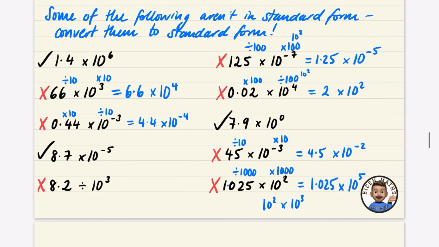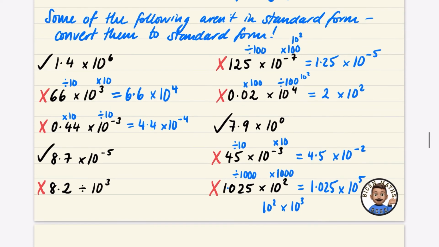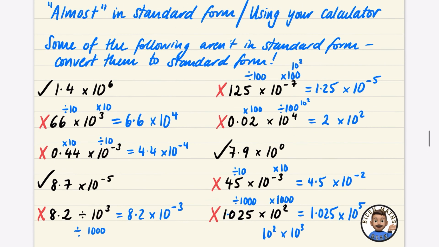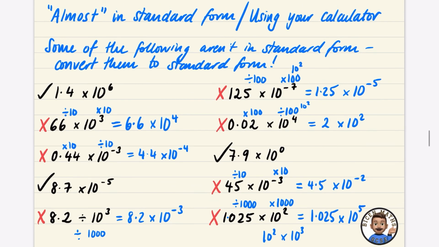So this one that we've got here, 8.2 divided by 10 cubed, well, it needs to have a multiply symbol. So I'm happy with the 8.2. I need to multiply it by something. This is actually saying you are dividing it by 1,000. That is the same thing as multiplying it by 10 to the power of minus 3. So instead of dividing by 1,000, we can say that it is written as multiplying by 10 to the minus 3. So these are some numbers that are almost in standard form.